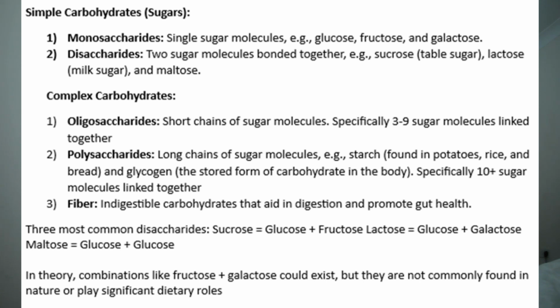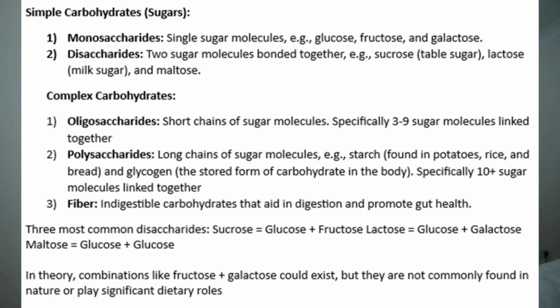monosaccharide. Mono simply meaning one, and saccharide simply being the Greek word for sugar. As the name implies, a monosaccharide is simply one sugar molecule. Three main types of monosaccharides, so single sugar molecules, are glucose, fructose, and galactose. Makes sense, right?